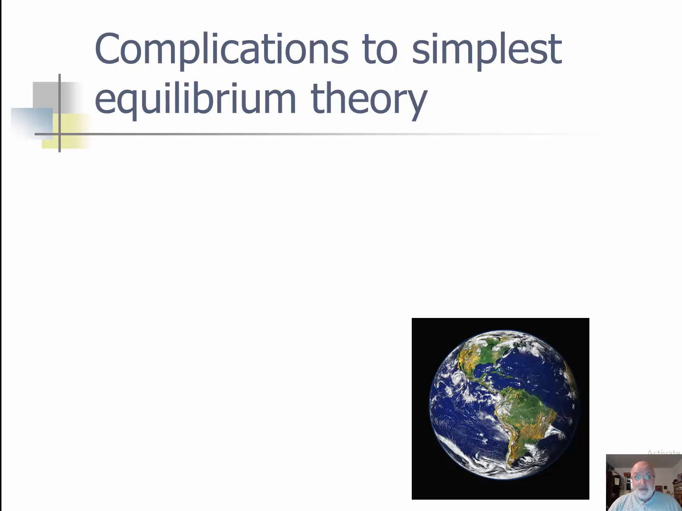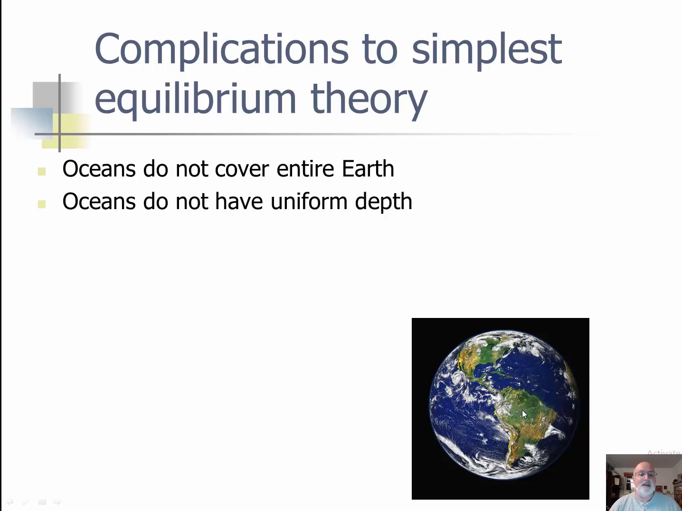Complications with the simplest form of equilibrium theory: oceans don't cover the entire Earth. We have 29% land. Oceans do not have uniform depth. We have the deepest ocean, and we have a shallower ocean on this side.